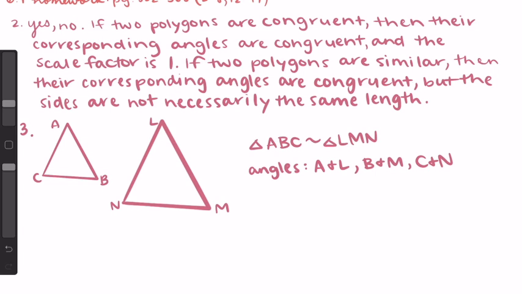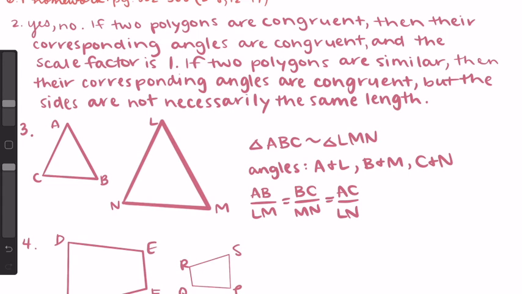Alright, and for the sides, starting with AB, instead of writing AB as congruent, because it's not, it's similar, AB over LM is equal to BC over MN is equal to AC over LN. So again, it goes in order of the way they are written, but this time they're proportions.